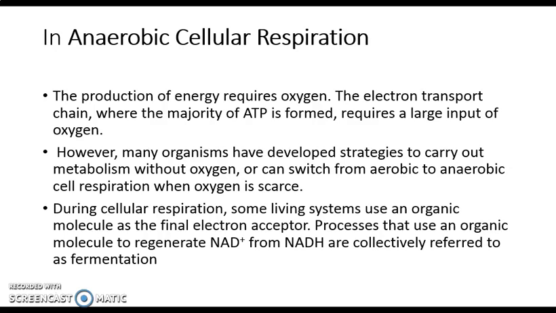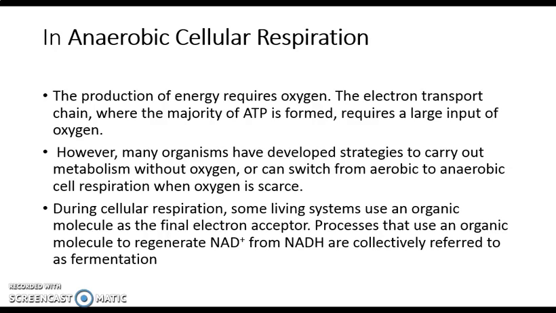Next, in cellular respiration, the production of energy requires oxygen. The points which I have discussed, I am again summing up. The production of energy requires oxygen, that we already know. The electron transport chain, where the majority of ATP is formed, requires a large input of oxygen. Many organisms have developed strategies to carry out metabolism without oxygen, or can switch from aerobic to anaerobic cellular respiration when oxygen is scarce.